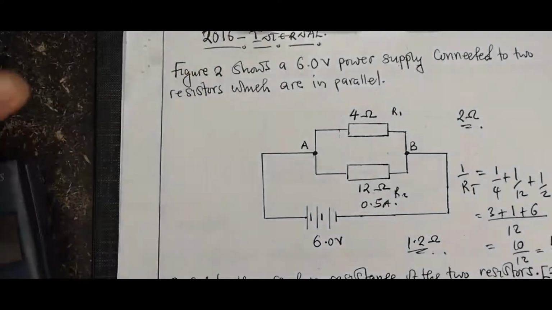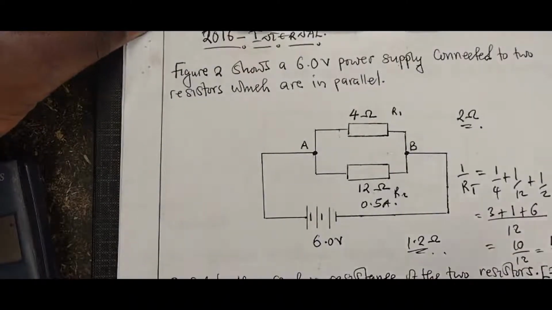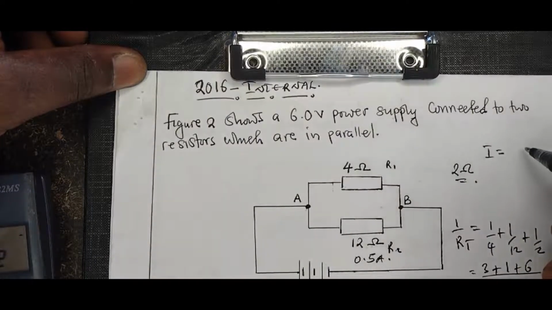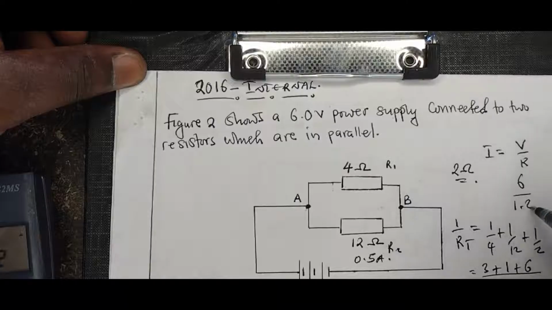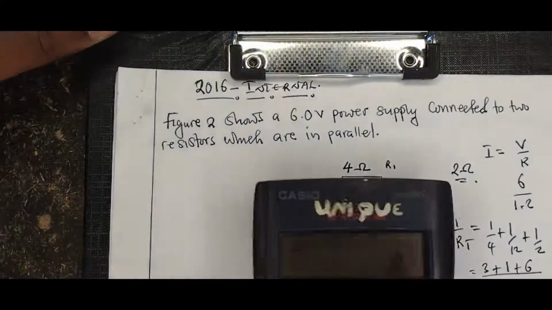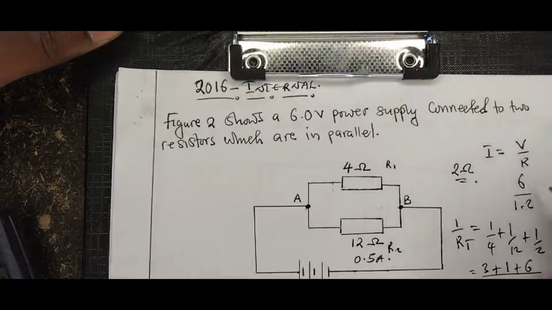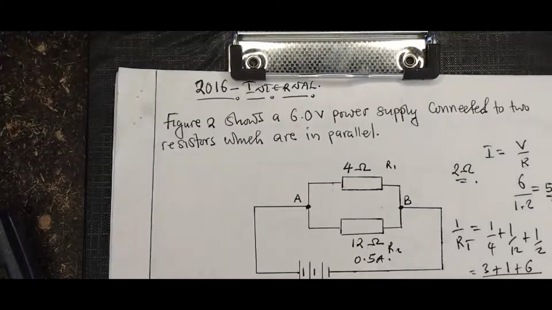Now, if we are to apply the formula to find current, current is going to be voltage divided by resistance. The voltage still remains 6, but the resistance this time around is 1.2. Now, if we divide 6 by 1.2, you are going to find that this time around the current will be 5 amp.